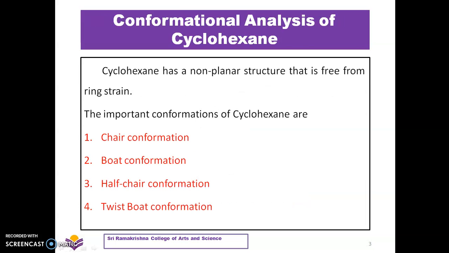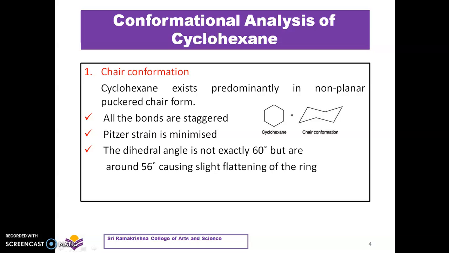Now, let us discuss the conformational analysis of cyclohexane. Cyclohexane has a non-planar structure which is free from ring strain. Cyclohexane exists in four conformations: chair, boat, half chair and twist boat conformations. Now, let us see the first conformation, the chair conformation. It is the most stable conformation.